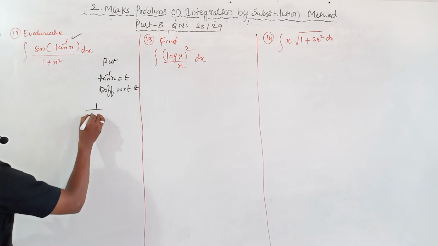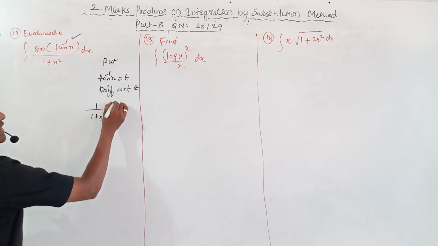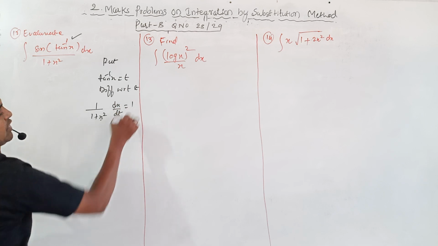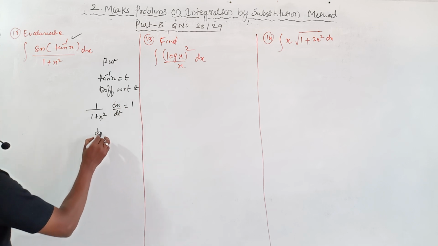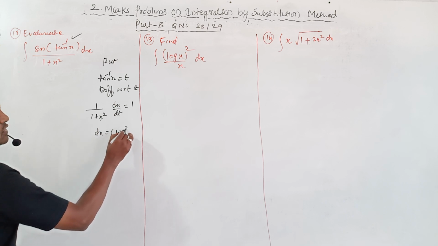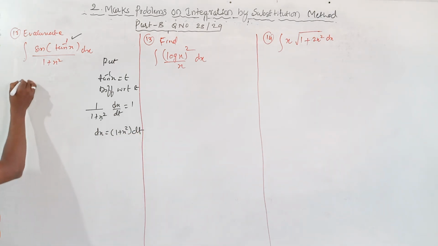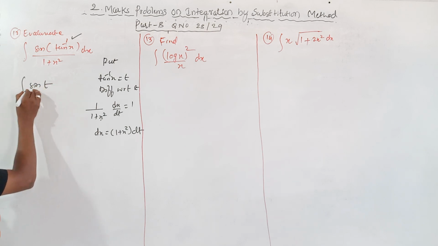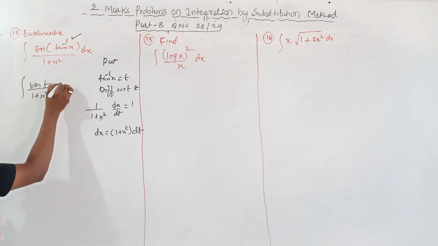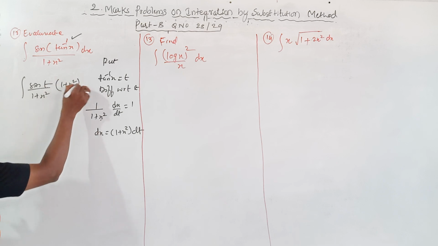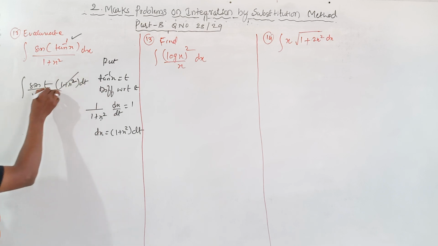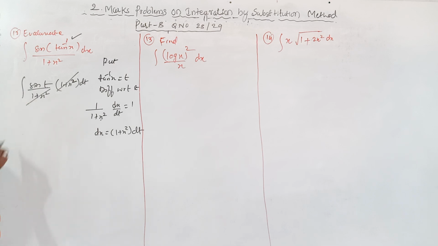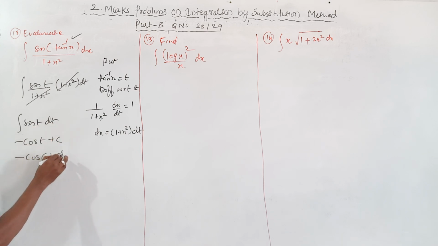The derivative of tan inverse x is 1 by 1 plus x square. The derivative of x is dx by dt. The derivative of t is 1. Solve for dx: dx is equal to 1 plus x square dt. Now this one is what? Sin t divided by 1 plus x square, that is 1 plus x square dt. 1 plus x square cancels. Now the integration of sin t dt: the integration of sin is what? Minus cos t plus c. Minus cos t means what? Tan inverse x plus c.